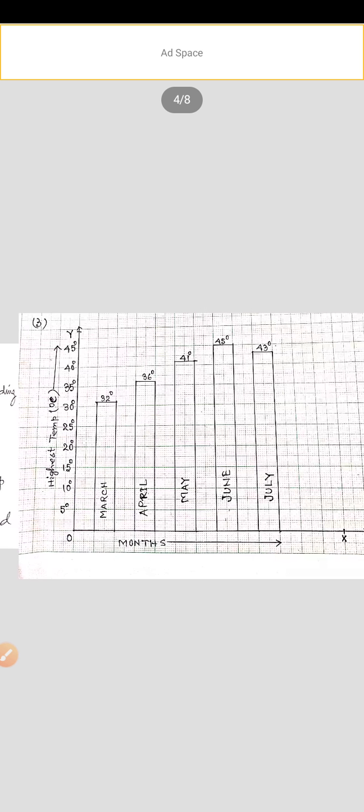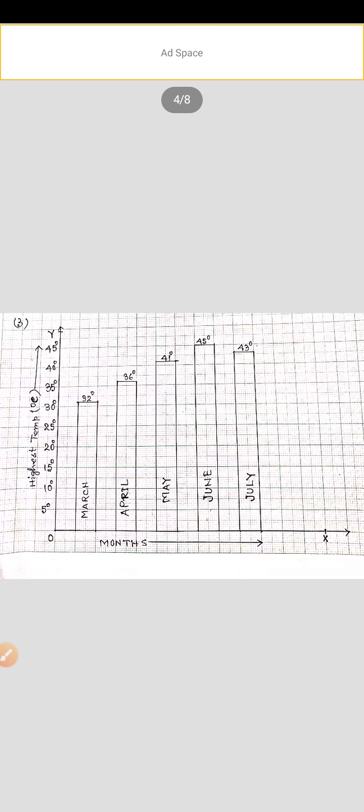Now question number 3, draw bar graphs for the following data: months and highest temperature in degrees Celsius. March 32 degrees Celsius, April 36 degrees, May 41 degrees, June 45 degrees, July 43 degrees. So draw the required bar graph in question 3. Now question number 4.